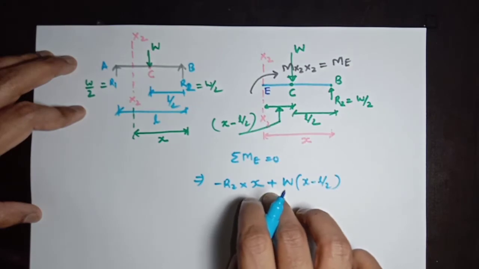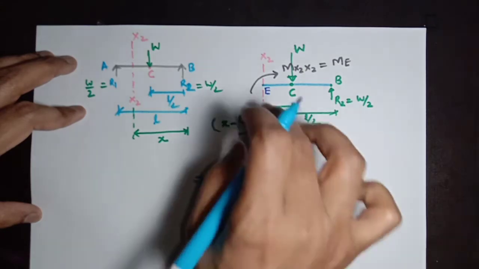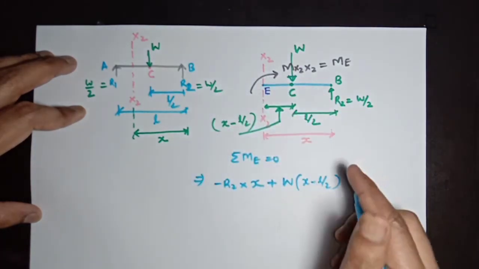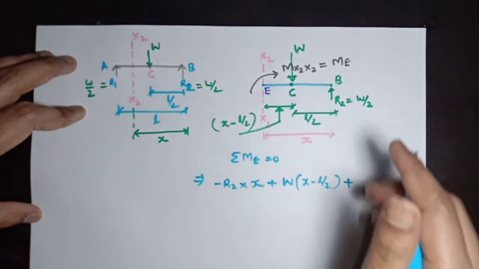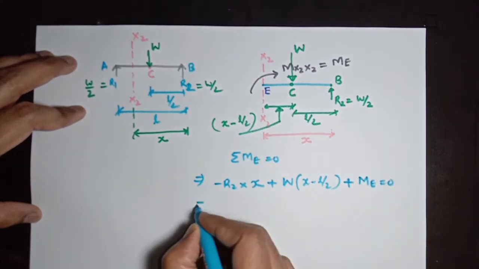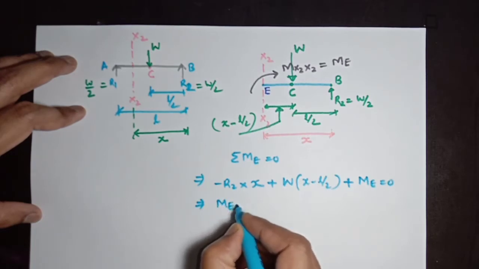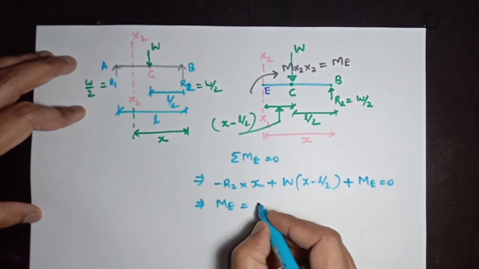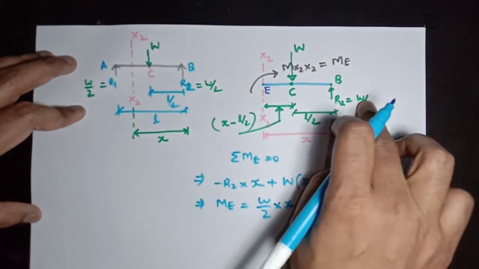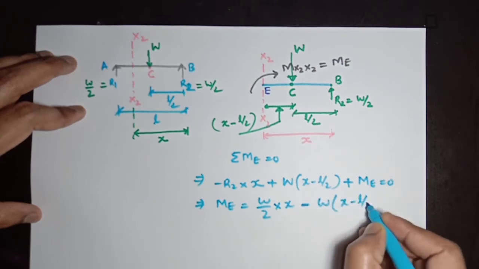So we have taken it positive, and it is acting at a distance of x minus L by 2 from point E. So load multiplied by distance will create a moment, and this ME is also in the clockwise direction, so ME will be 0. And in place of R2 we can put W by 2, so we can write ME equal to, right side will be positive, W divided by 2 into x, minus W into x minus L by 2.